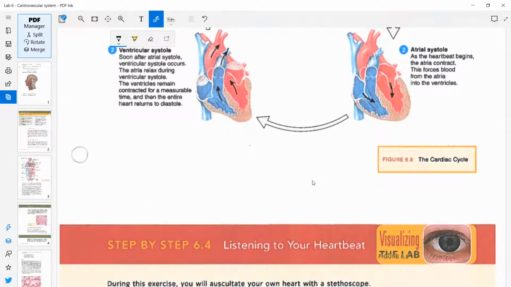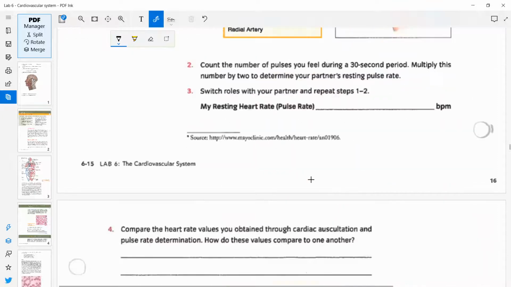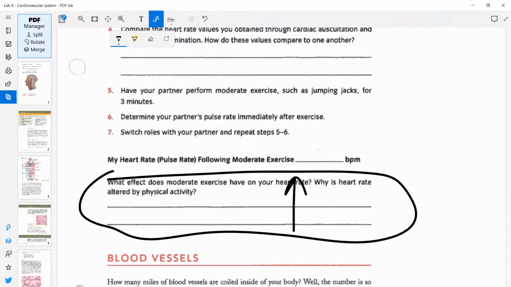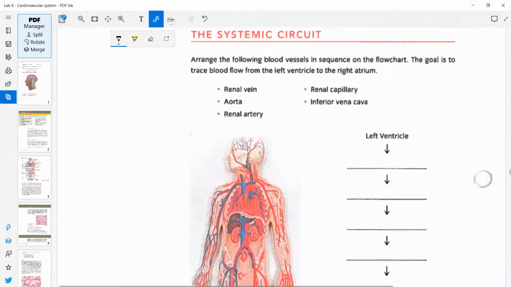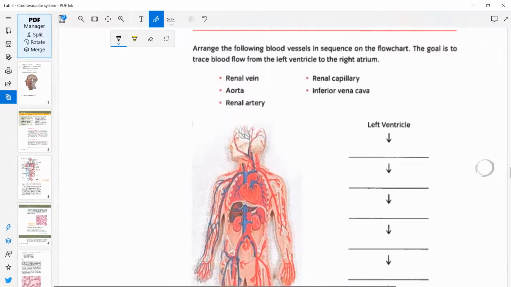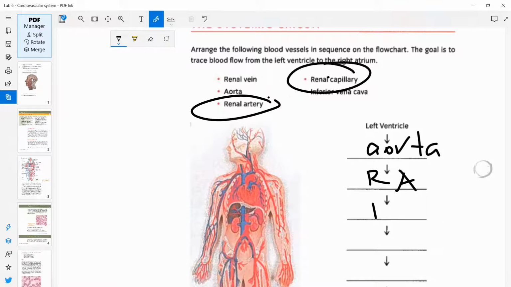It's the cardiac cycle. We're not going to listen to the heartbeat. We have to skip this stuff, unfortunately. Well, we can answer this question here. What effect does moderate exercise have on your heart rate? It increases it. And here are some blood vessels. We're going to talk about the blood flow through the systemic circuit. It starts in the left ventricle, then goes to the aorta. From the aorta, it goes to the renal artery. From the renal artery into the renal capillaries.